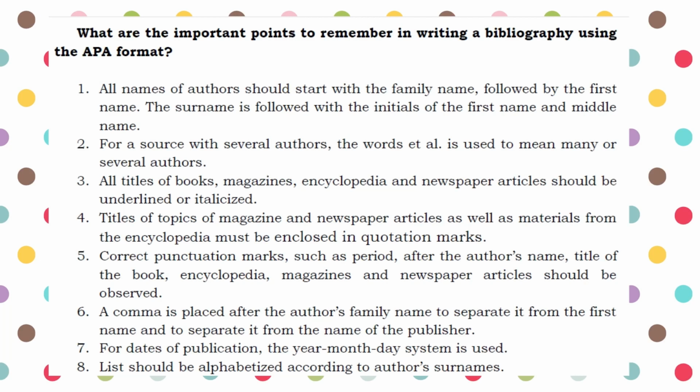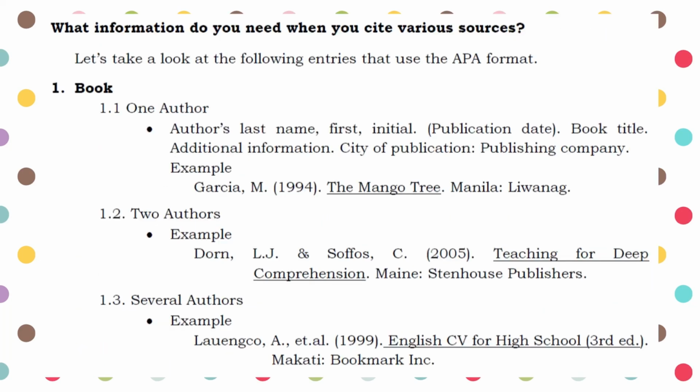Number 7. For dates of publication, the year, month, day system is used. Number 8. Lists should be alphabetized according to authors' surnames. What information do you need when you cite various sources? Let's take a look at the following entries that use the APA format. Number 1. Book. We have examples of one author, two authors, and several authors.